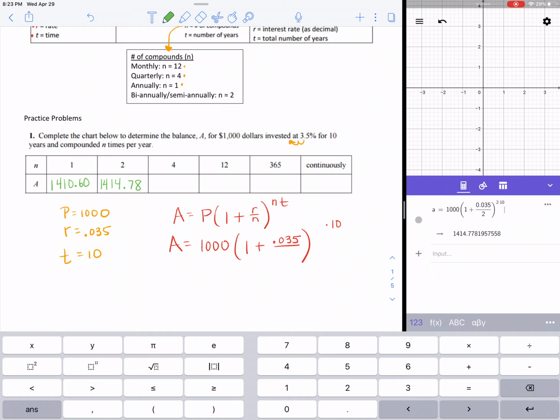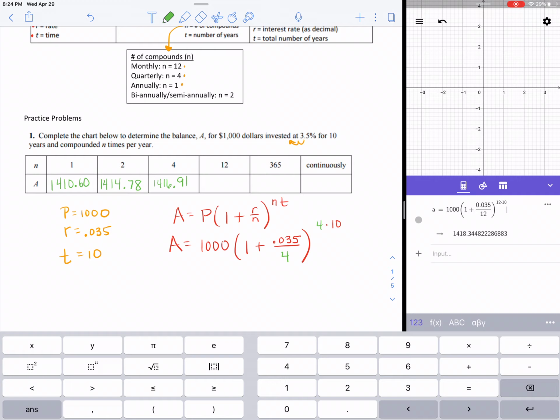So now I'm going to put those numbers as 4 in the denominator and in the exponent. So I could just go and change the 2 to a 4 there, and that 2 to a 4 there, and now it goes up to $1,416.91. If it was 12 times a year, now I'm going to change the 4s to a 12.